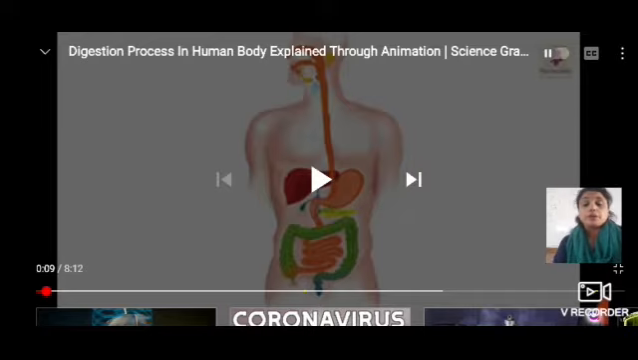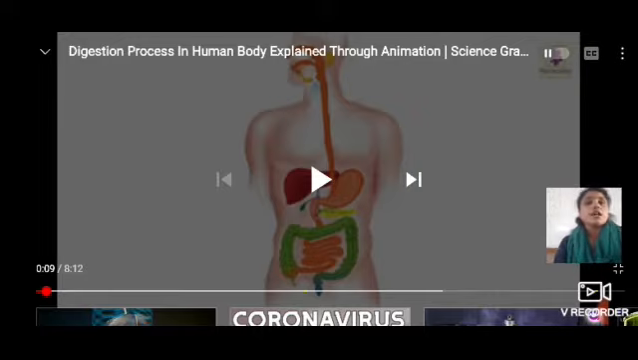So the process by which useful substances in the food are broken down into simpler substances is called digestion. Digestion definition: when the useful substances in the food are broken down into simpler substances, this process is called digestion.